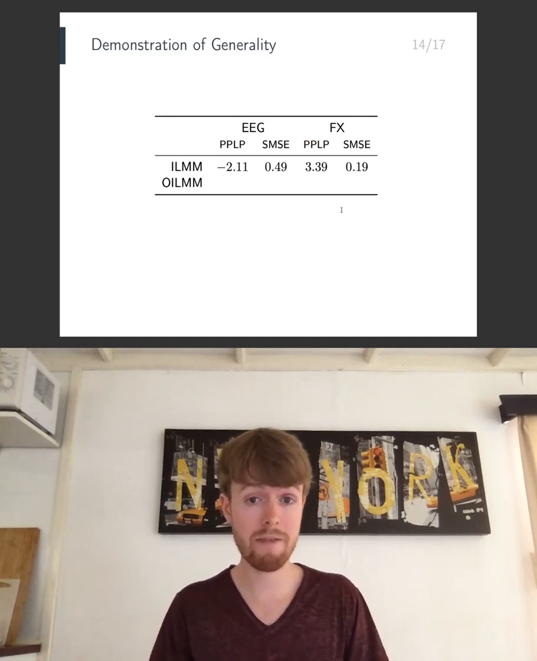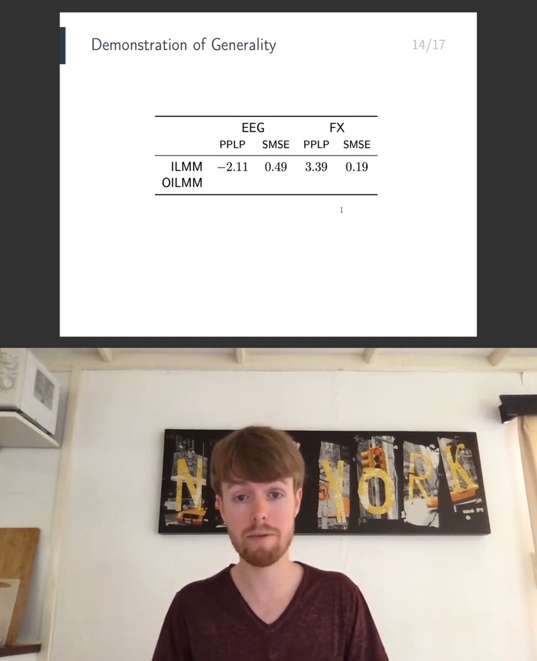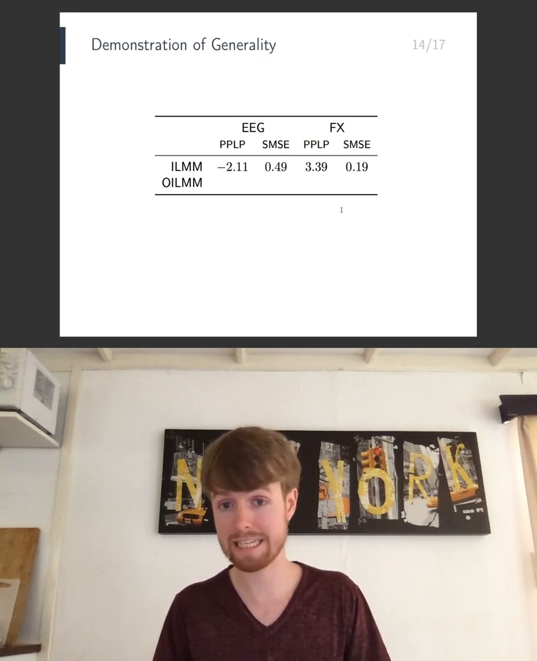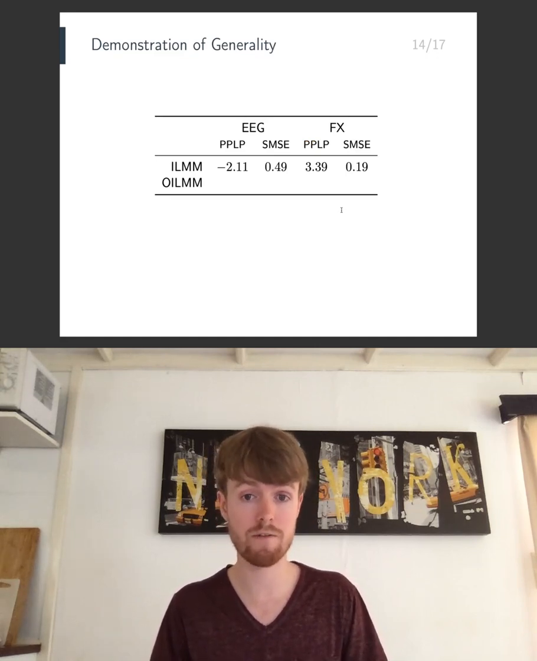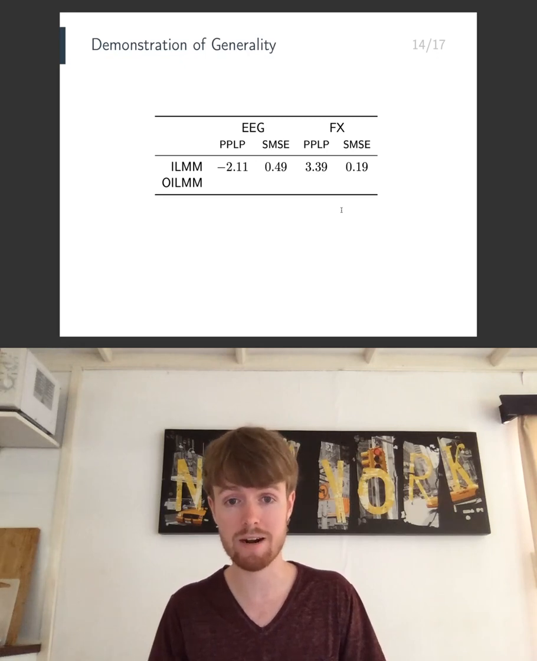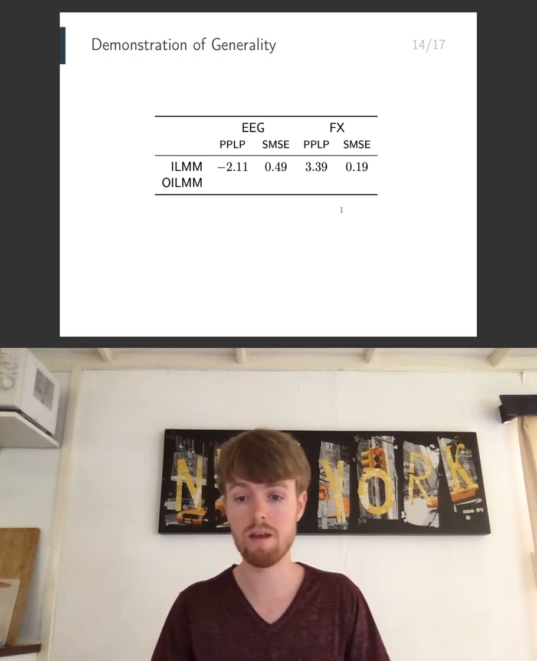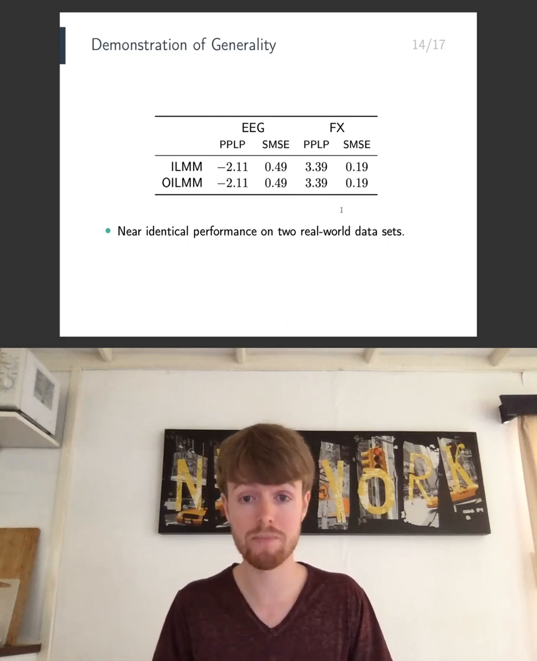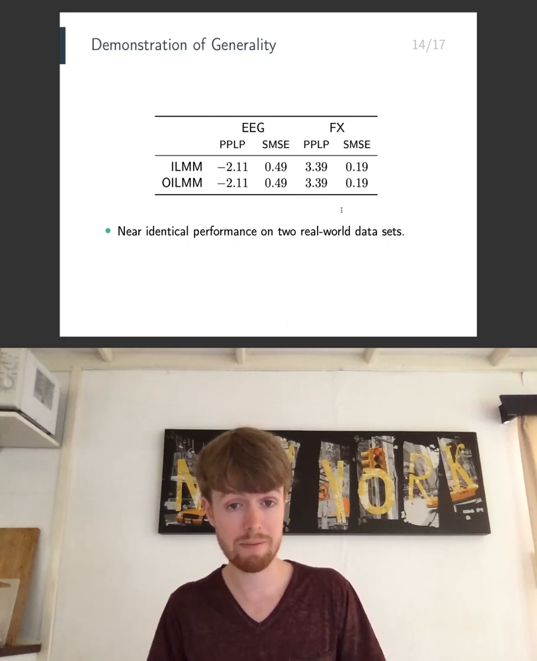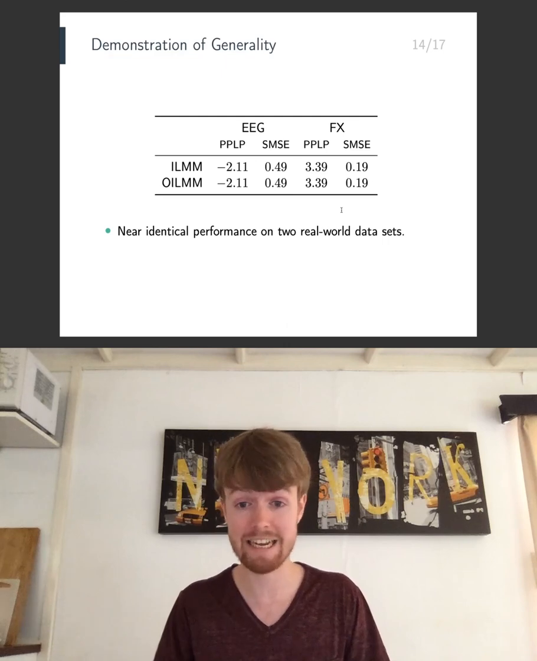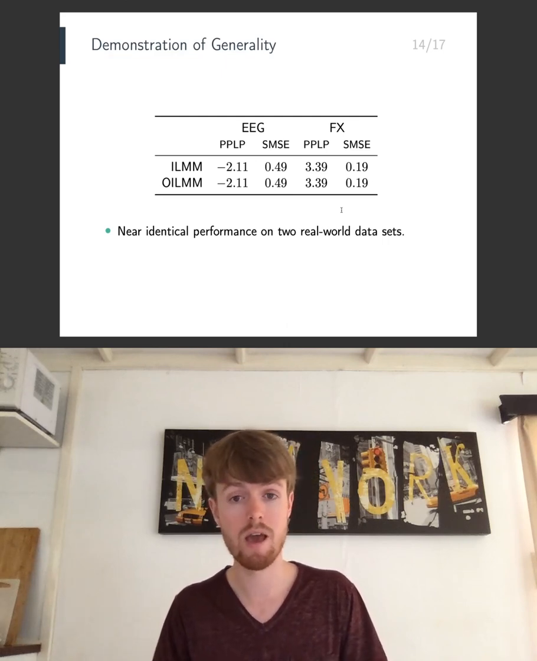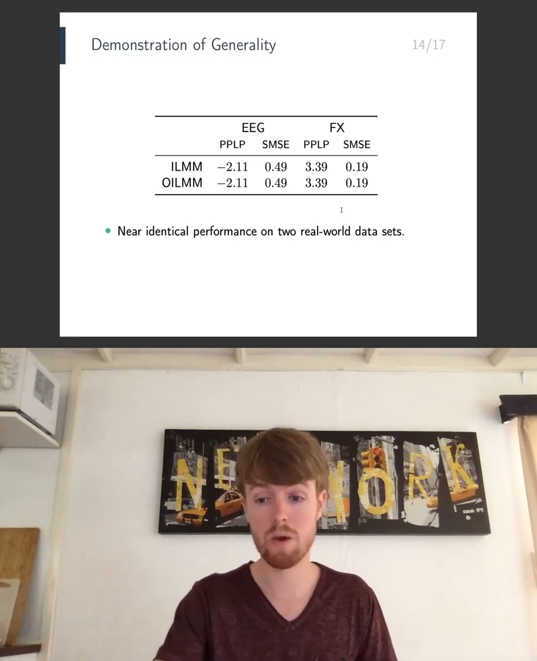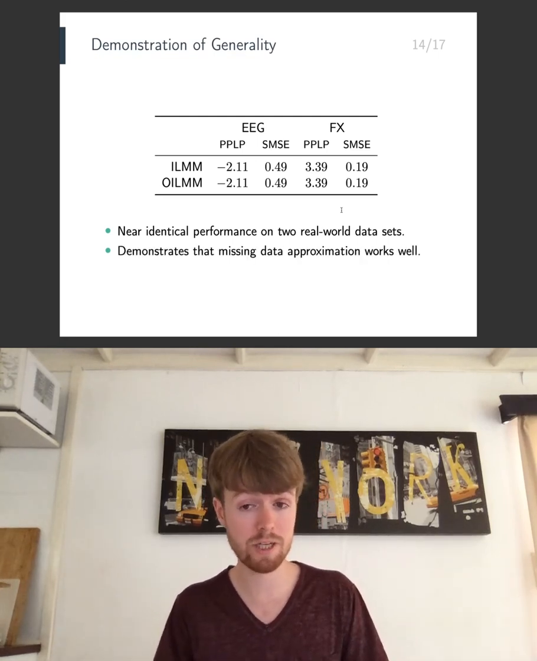Second, we demonstrate that the assumption of orthogonality cannot be restrictive by running the ILMM and the OILMM on two real-world datasets and recording the posterior predictive log probability and standardized mean squared error of held-out test data. The OILMM achieves the following numbers, which are equal to those of the ILMM up to 2 decimal places, which demonstrates that the methods perform nearly identically on the two datasets. Moreover, both tasks require imputing some outputs from others, which demonstrates that the missing data approximation works well.